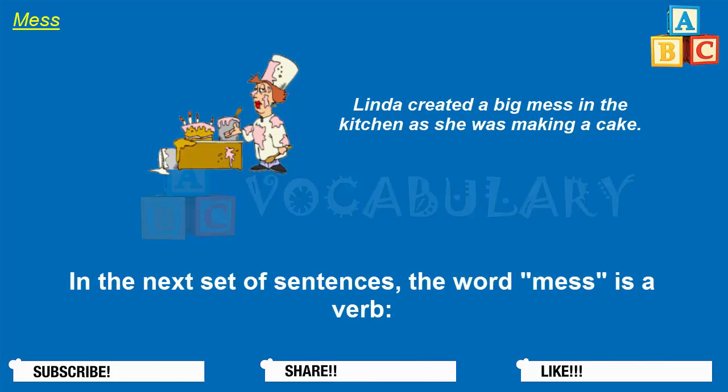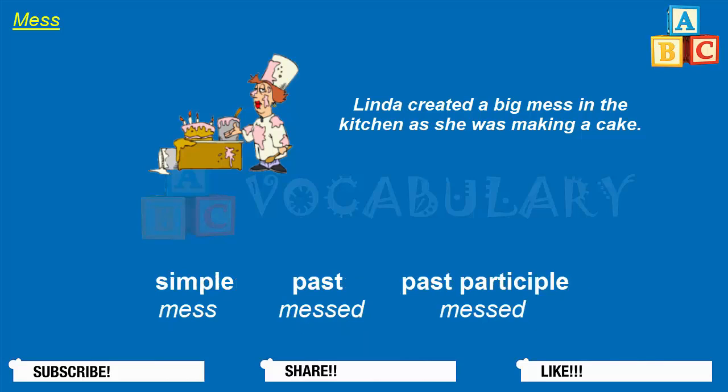In the next set of sentences, the word mess is a verb. The simple form is mess. The past tense is messed. And the past participle is messed.